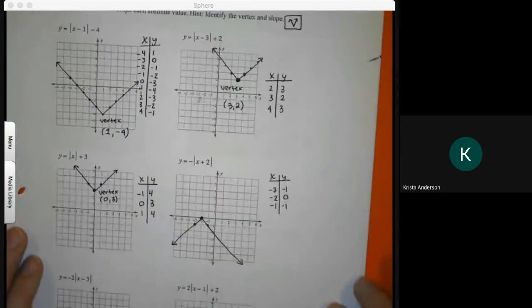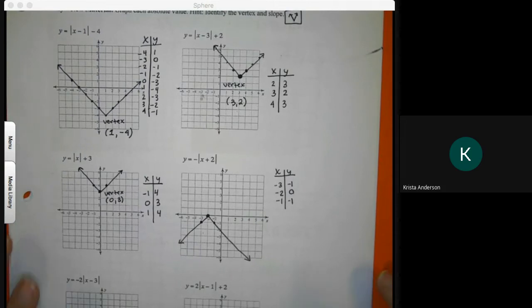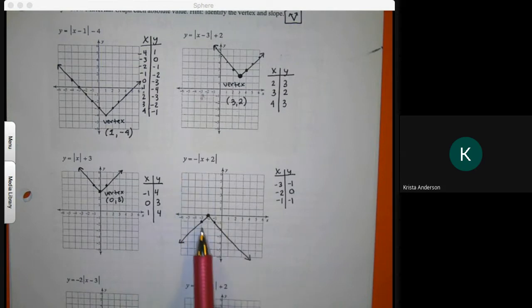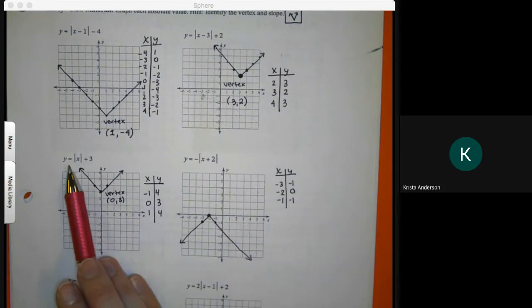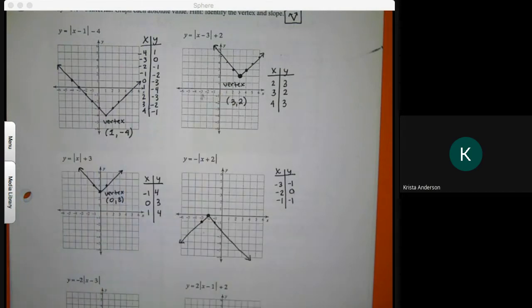Why did the first three open up and this fourth one open down? Because I have a negative in front. Negative in front went down by 1. The ones over here went up by 1. They had a slope. You can follow the slope on it to graph it if you don't want to build tables.